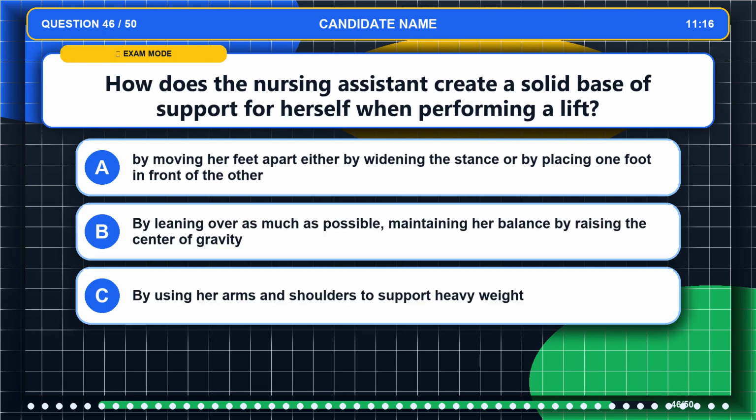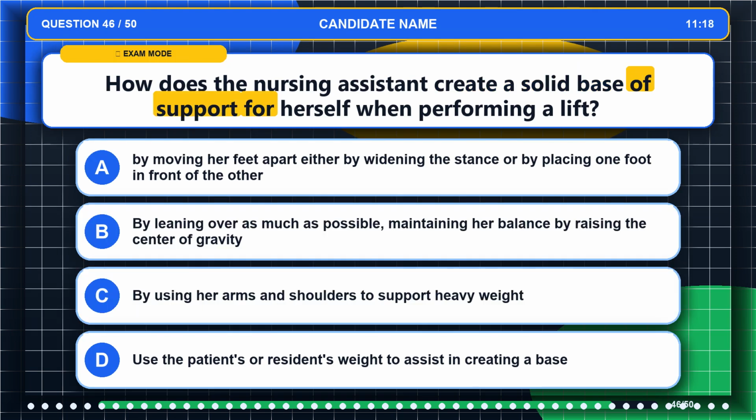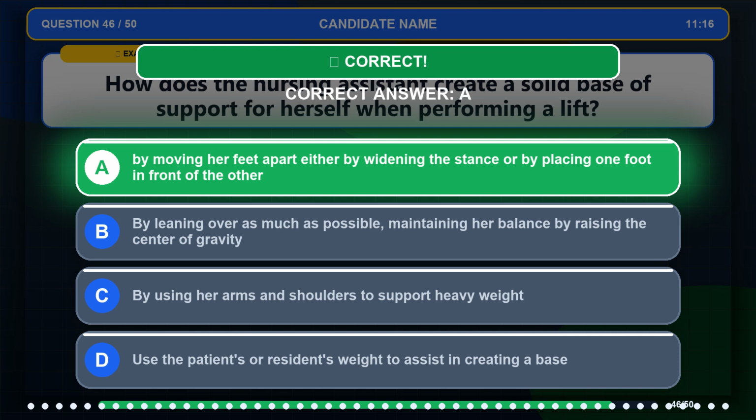Question 46. How does the nursing assistant create a solid base of support for herself when performing a lift? Option A, by moving her feet apart either by widening the stance or by placing one foot in front of the other. Option B, by leaning over as much as possible, maintaining her balance by raising the center of gravity. Option C, by using her arms and shoulders to support heavy weight. Option D, use the patient's or resident's weight to assist in creating a base. The correct answer is option A, by moving her feet apart either by widening the stance or by placing one foot in front of the other.